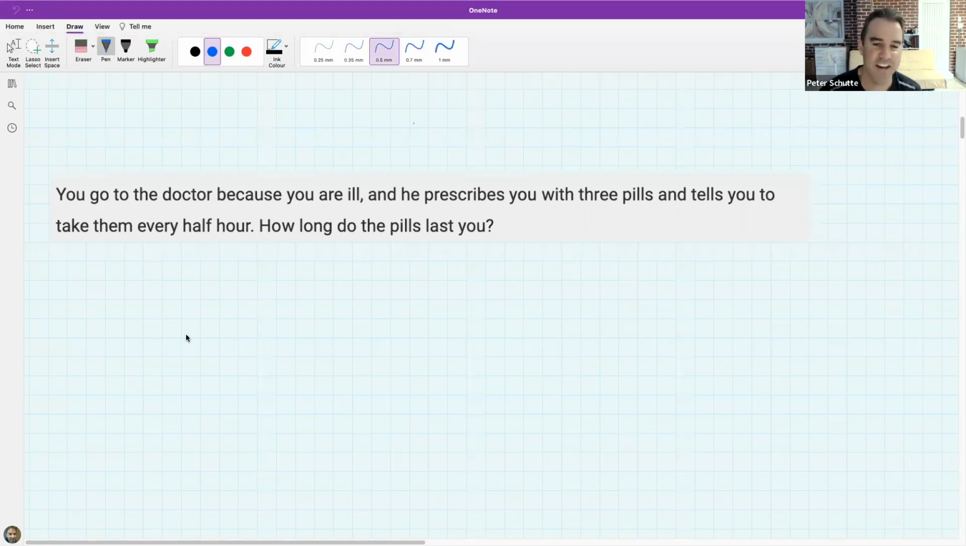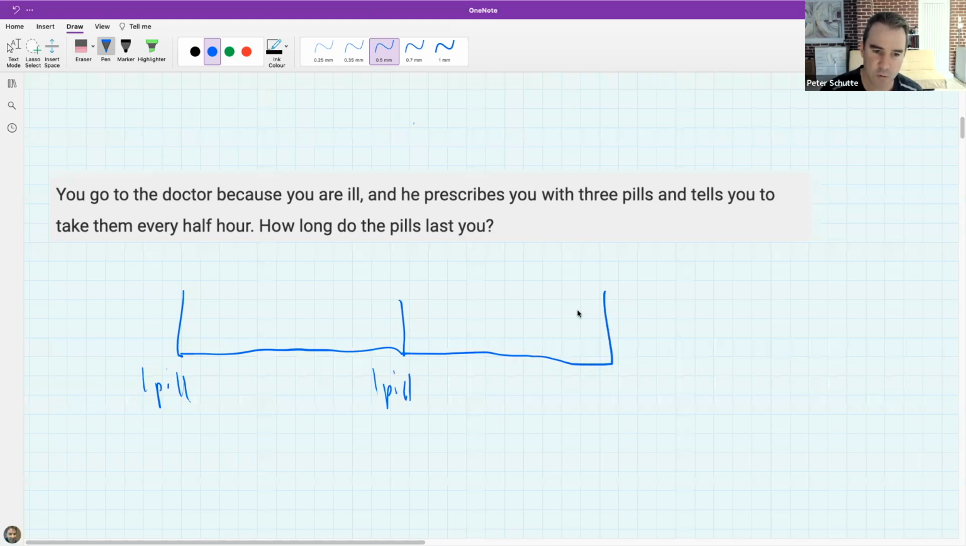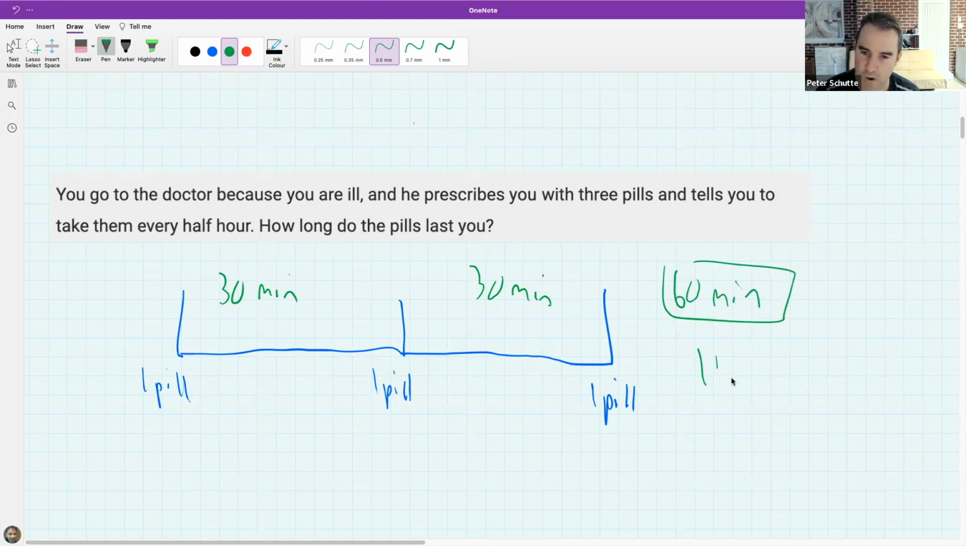Okay, so here is the answer. You go to the doctor and he prescribes, and you take 1 pill, and then you wait 30 minutes and you take another pill, and you wait 30 minutes and you take another pill. So how long do the pills last you? They last you 60 minutes or 1 hour.